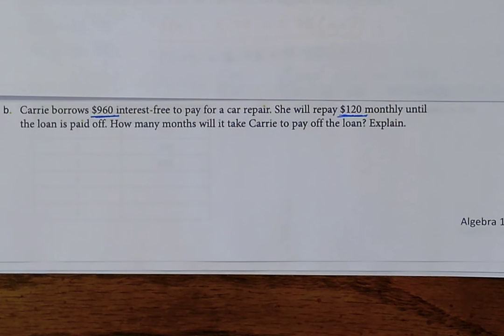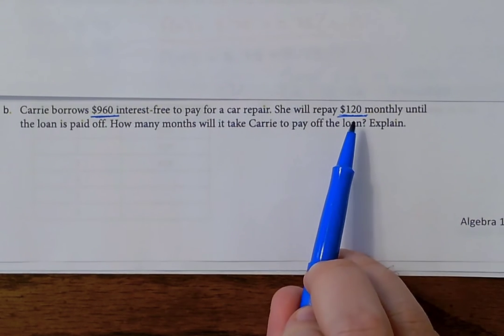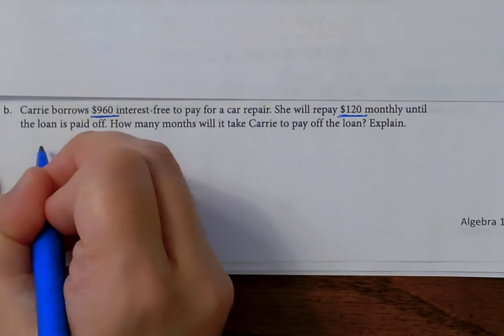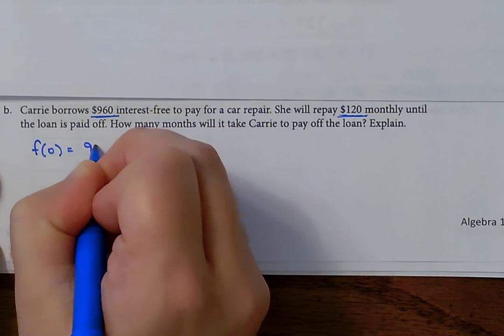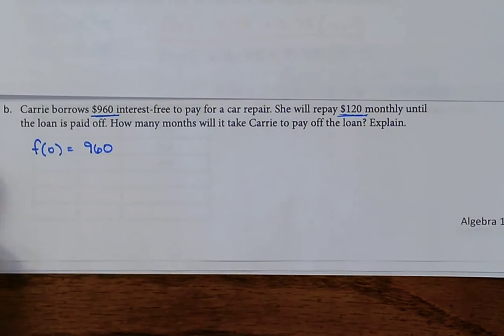Now, initial instinct for this problem is to say that your f of 1 is 960. That would not be the case for this. She initially borrows 960, but in the first month, that's not what her remaining balance is. First month, she would have made a payment of 120. So I'm going to call this my f of 0. My 0 point is 960. So that's what the initial starting point was.